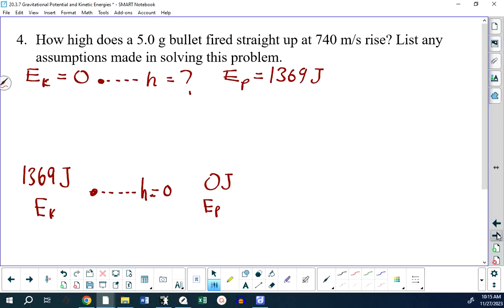And with the bullet, it's a bad assumption. That all of the energy that was kinetic was converted into potential. Can somebody tell me where a lot of the energy would have gone, though, instead of gravitational potential? Heat, because there's a lot of friction because the bullet is moving through the air so fast. Okay. But if this were the case, we would just set this equal to mgh.